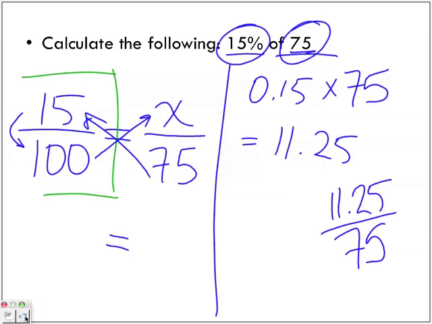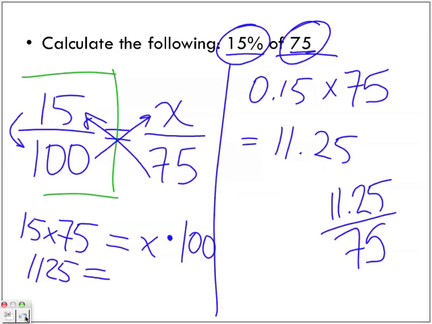So we're going to rewrite this equation as follows: 15 times 75 is equal to x, and I'm going to use the dot, times 100. Remember what we said? I'm using the letter x, so why use the multiplication symbol? Because it might confuse us. So 15 times 75 is going to give me 1,125. 1,125 equals x times 100, 100x. We always put the number in front of the letter when we're multiplying them.